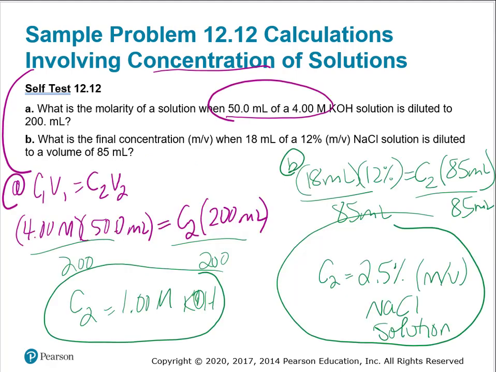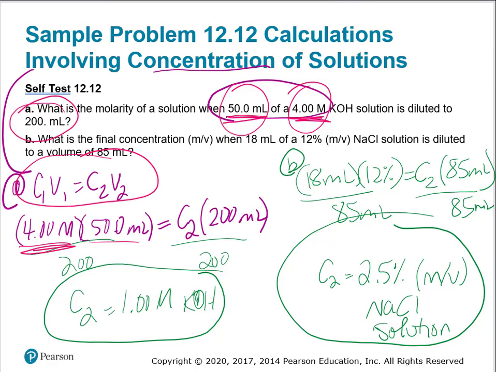Letter A, we're given 50 milliliters of 4 molar KOH, so that's a concentration and a volume, and it's diluted to a new volume of 200. So we're going to use this equation, C1V1 equals C2V2, and we're going to do 4 times 50 is equal to C2 times 200. And to get C2 by itself, we just divide both sides by 200. We should get 1.00 molar KOH.